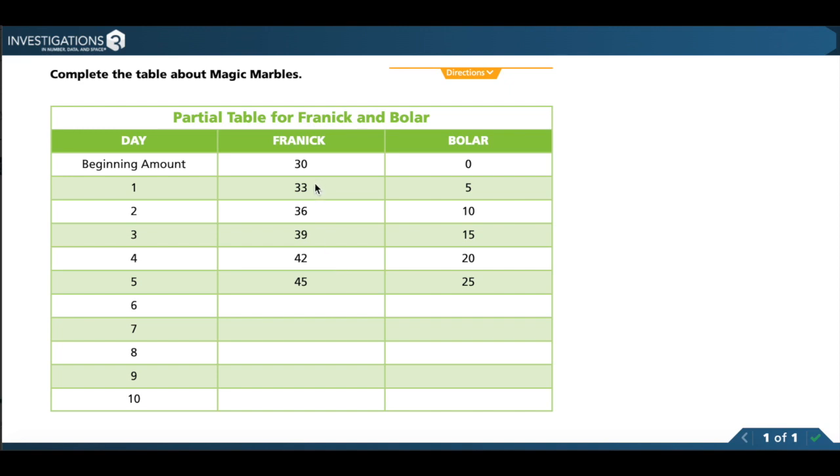What I notice is all you are doing is adding 3. 30 plus 3, 33 plus 3, 36 plus 3, 39 plus 3, 42 plus 3, and then you get to 45. So each night, all you have to do is think about, in this column, you can add 3 more. So on the 6th night, pause me and think about, how many marbles would Franek have now?